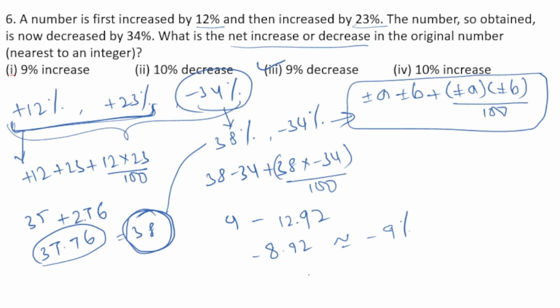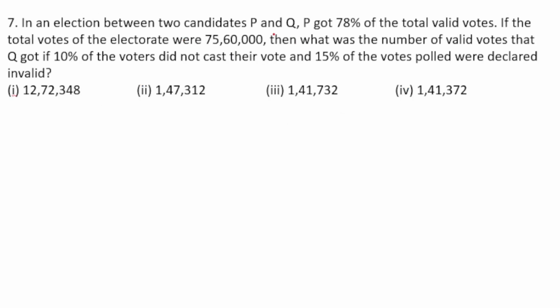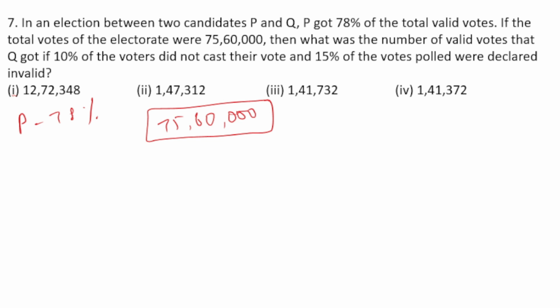Third option. Next one. In an election between two candidates, P and Q, P got 78% of the total valid votes. If the total votes of the electorate were 75,60,000, these are the total number of votes. Okay. Then how many valid votes did Q get? If 10% did not cast their votes and 15% of the votes polled were declared invalid.